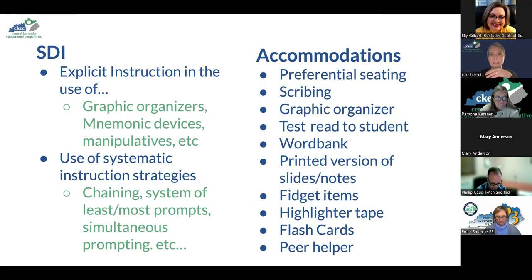On the right-hand side, those accommodations are things that we can just put in place, and anybody can put those in place for a student. So if you look, graphic organizer is on that list, but it becomes specially designed instruction when we teach them explicitly how to use the graphic organizer and when it would be beneficial to use it.